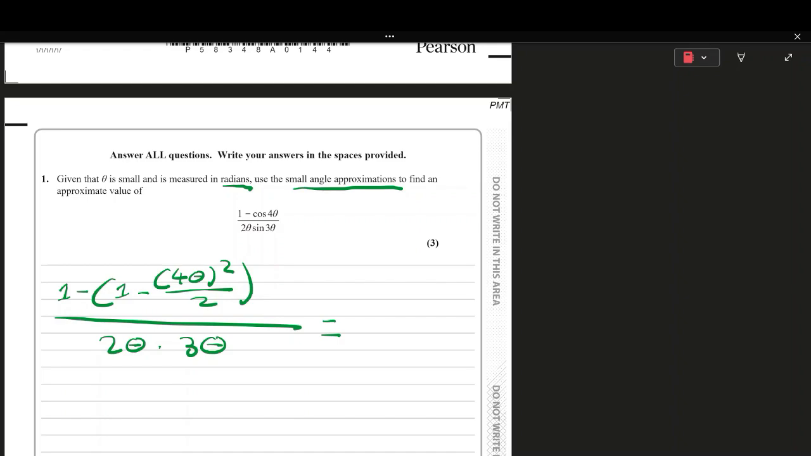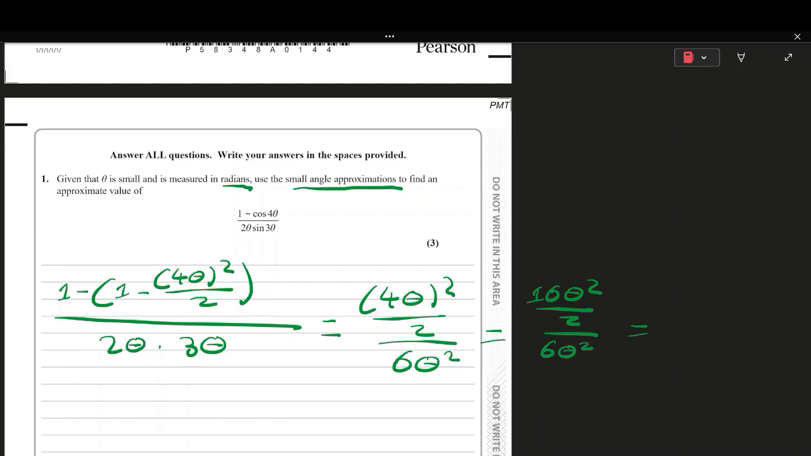That can be written as 1 minus 1, since it's times the bracket, that would become a plus there, so it'd just be (4 theta) all squared over 2, over 6 theta squared. This can then be written as 16 theta squared over 2 over 6 theta squared. That's the same as writing 8 theta squared over 6 theta squared. The theta squareds cancel out, so it's 8 over 6, and that's the same as 4 over 3, and that is the answer.